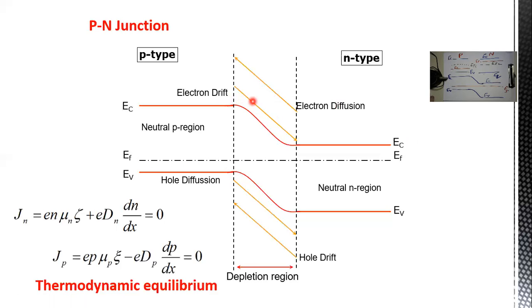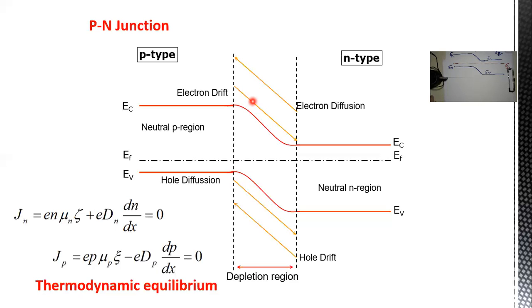Okay, what is the next step? The next step is that I would like to plot the carrier concentration across the device. What do you mean by carrier concentration? Carrier concentration, my dear students, is simply n and p. The value of n and the value of p.